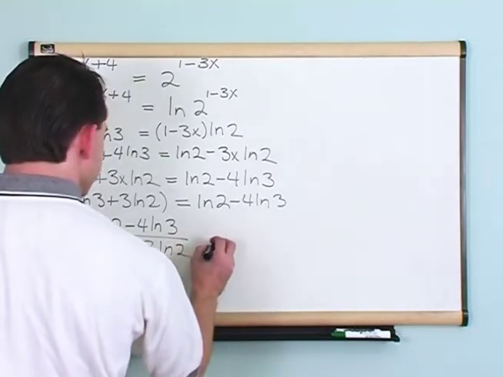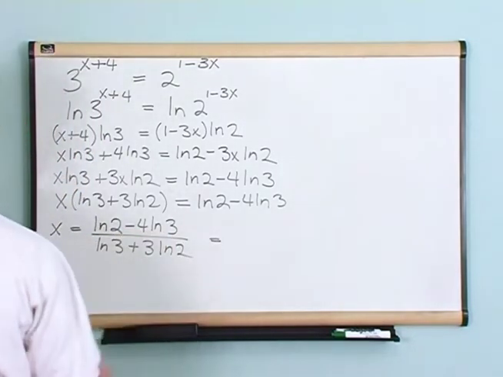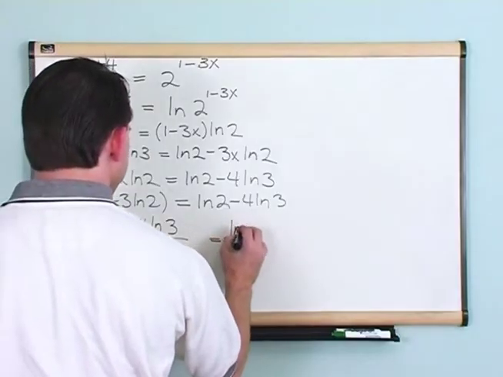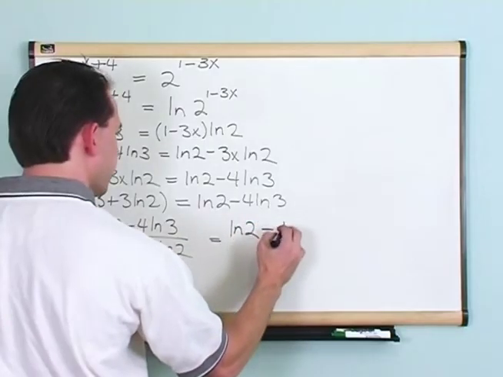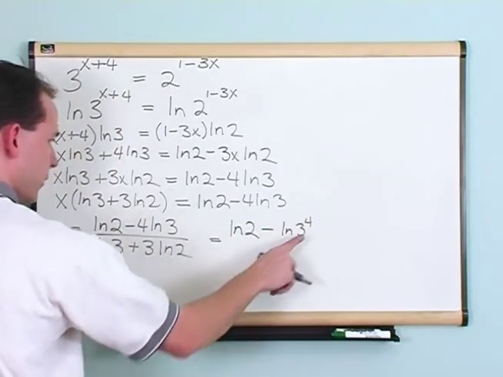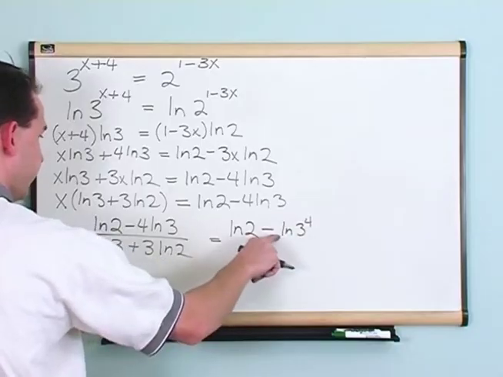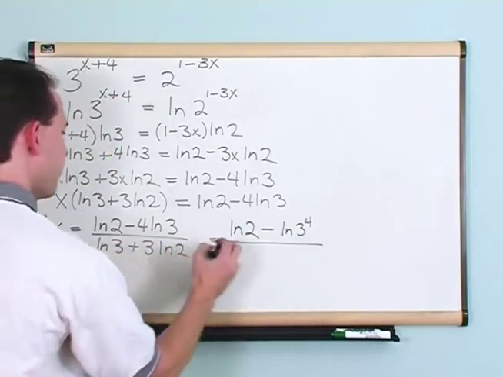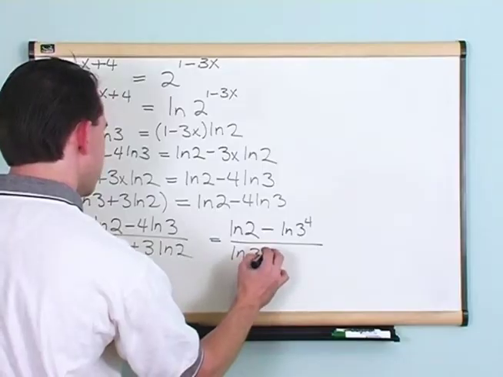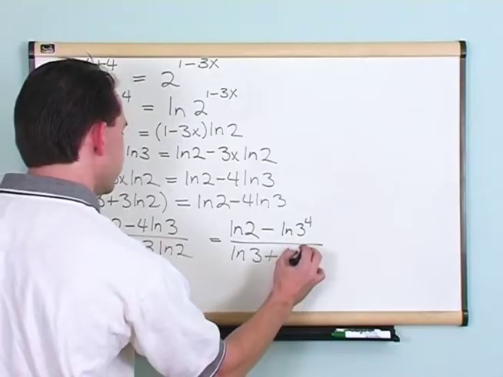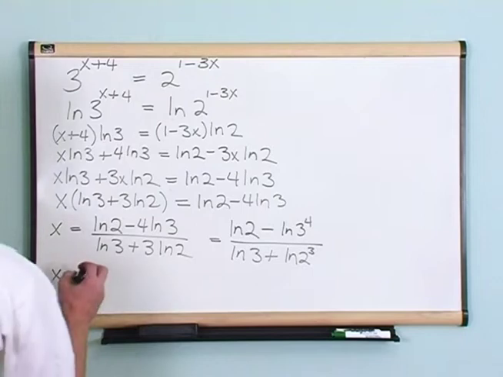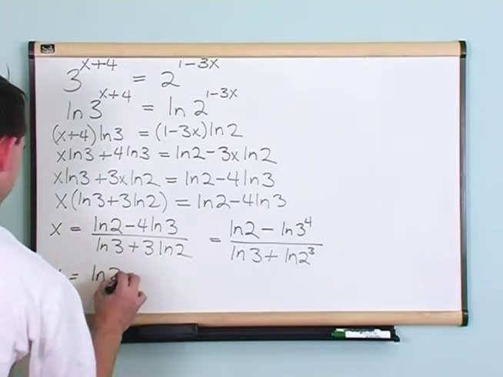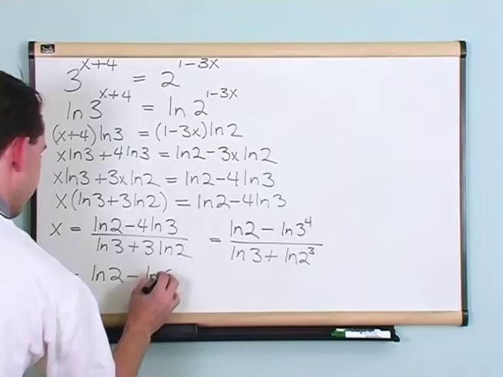But you can also notice that I have 4 times natural log of 3. So I could continue on and say, okay, natural log of 2 minus, and I could put this back in the exponent, ln of 3 to the 4th power. Notice I can do that because as easily as I could pull it out, I could certainly put it back in. On the bottom, I'd have natural log of 3 plus natural log of 2 to the 3rd power. The only reason that you'd ever be interested in doing that would be to kind of simplify things a little bit. So you'd have natural log of 2 minus natural log of 81.